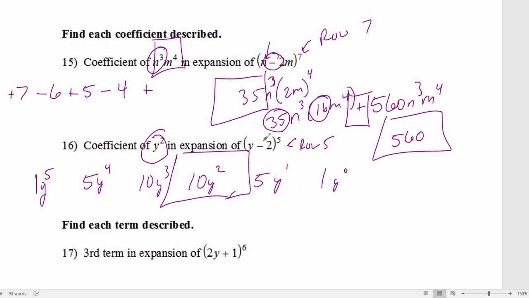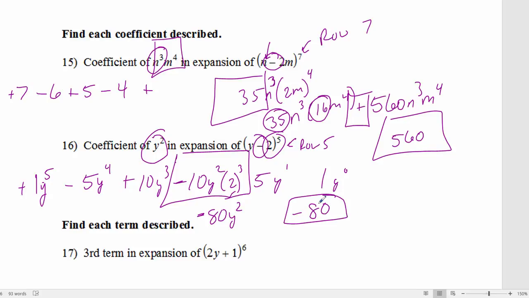So then this has to add up to a 5. So that's 2 to the 3rd power. 3 plus 2 is 5. So now let's figure out what I get. 2 to the 3 is 8. 8 times 10 is 80. So it's 80y squared. But because this is a minus, it alternates. Plus, minus, plus, minus. So our answer is negative 80 because of the alternating signs.